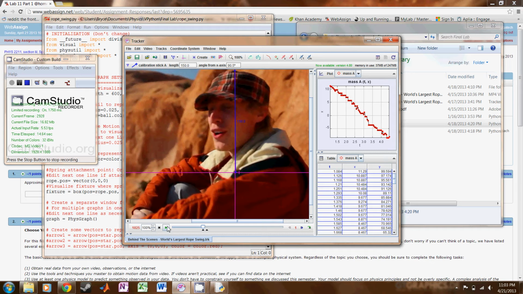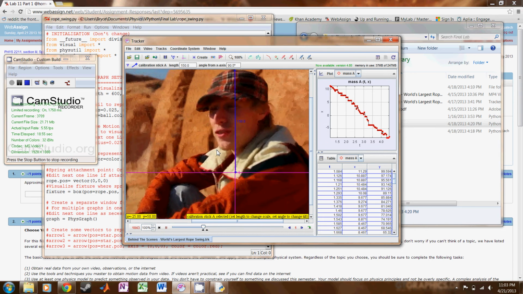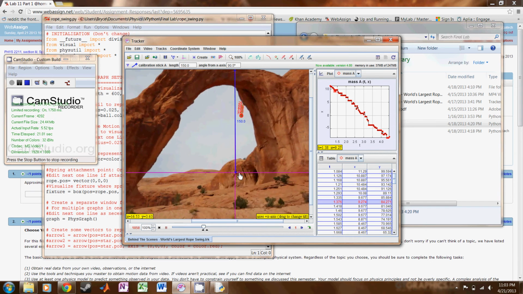So this is our tracker video. We have a few frames of this guy talking. We have the X and Y axis set up here. We have the best angle I could find of the swing on the behind the scenes video here.